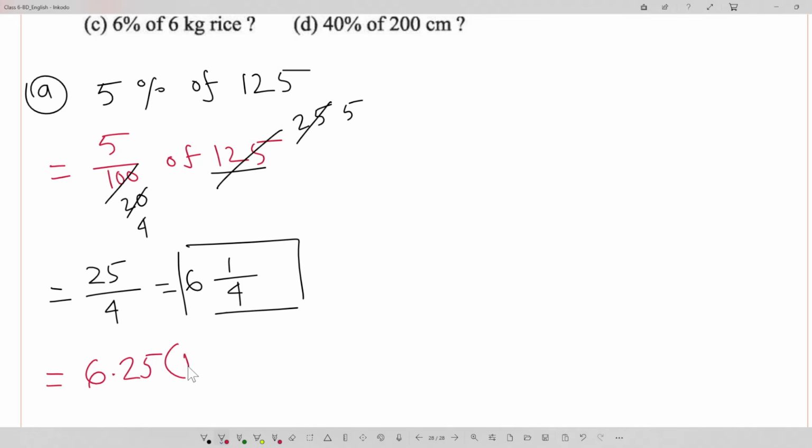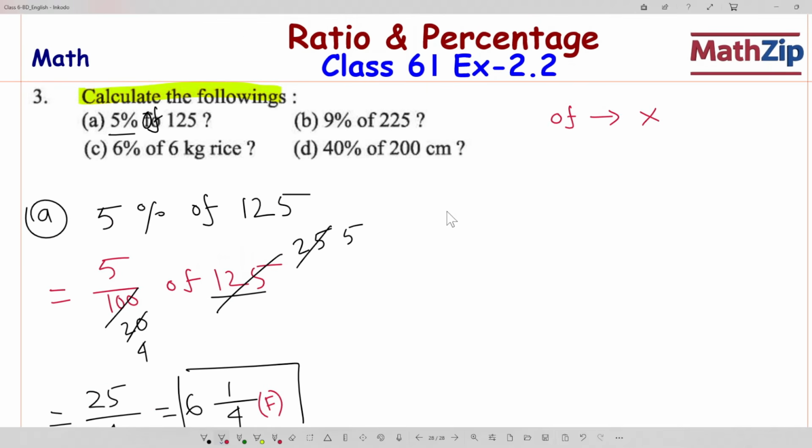6.25. It's a decimal format. So you should ask your teacher which format you have to write. Is it fraction or decimal? Okay, so number A done. Number B, 9% of 225.